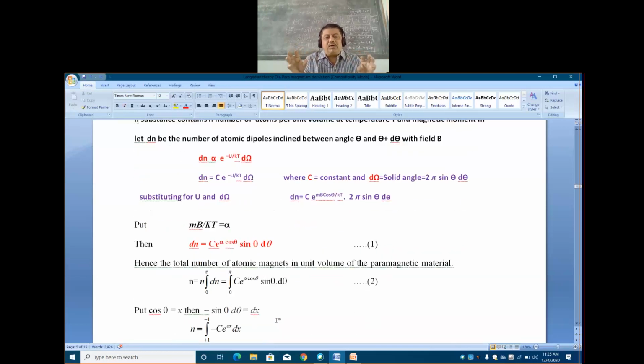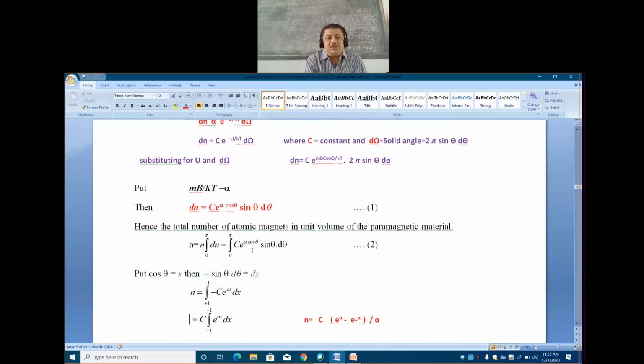Now, the total number of atomic magnets in unit volume of paramagnetic material: we have to integrate between the limits 0 to pi. So n is equal to the integral from 0 to pi of dn. Whatever dn expression we have taken is between theta and theta plus d theta, so for all the atomic magnets in the range 0 to pi, we have to integrate the dn expression, that is c e raised to alpha cos theta sin theta d theta. And we proceed by simplifying further.